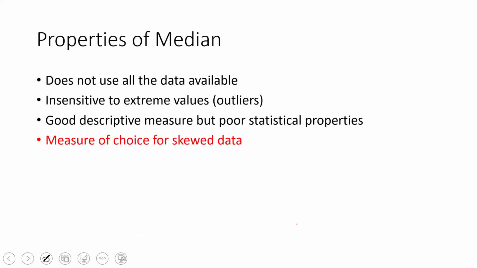So the mean uses all the data. It is sensitive to outliers, and it has good descriptive measure, but poor statistical property. So when you have data that is skewed either to the left or to the right, it is better you use your median as your measure of central tendency rather than the mode and the mean. That's why I'm bringing up all this. Use your median rather than the mean.